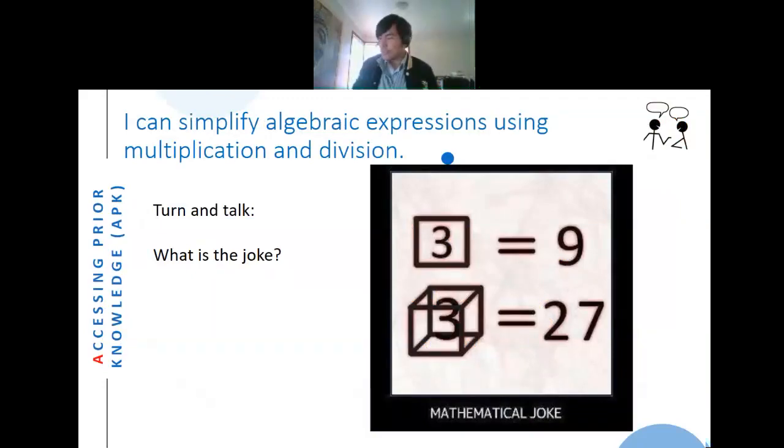Okay, so a bit of a joke. Let's see if anyone can understand what this image is about, and I'll give you guys about 10 seconds.